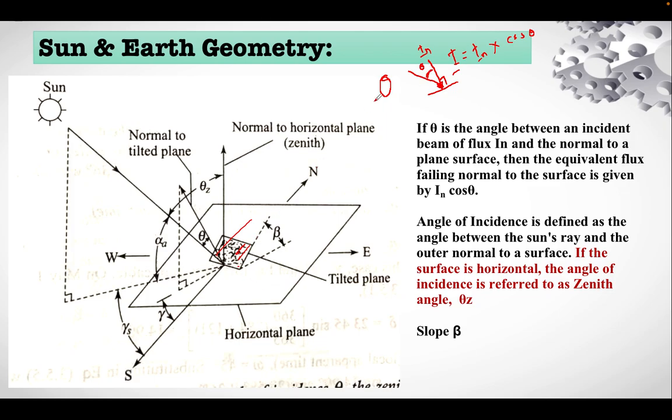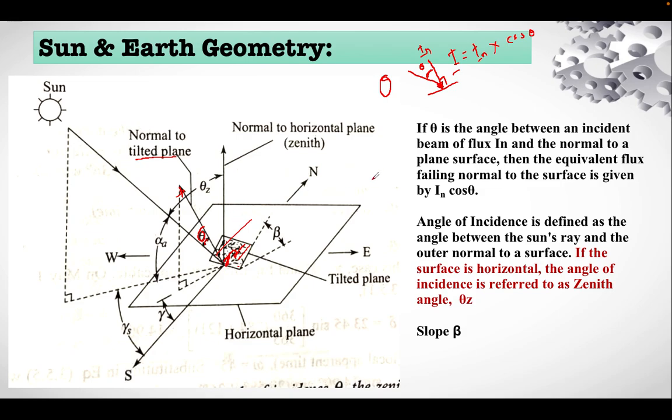The incident angle is the angle made by the radiation with the normal of that particular receiver. You can see here this surface, and its normal, the normal to the tilted plane, and the radiation coming from the sun. This angle is known as the angle of incidence. You will have numericals based on the calculation of this angle. Just focus on the different types of angles and you will understand. You have one particular formula, and you can use it to calculate the angle of incidence.